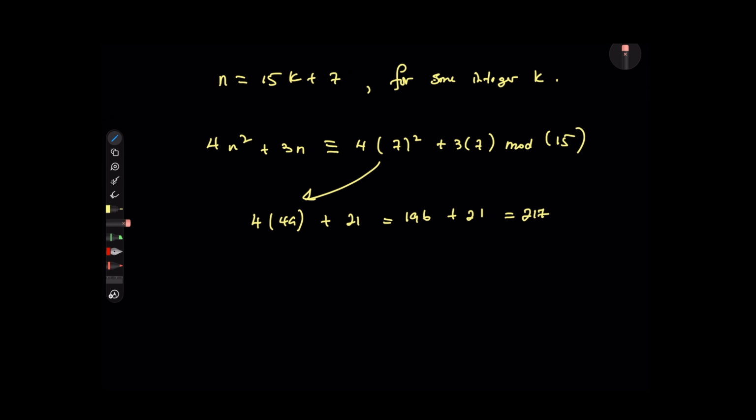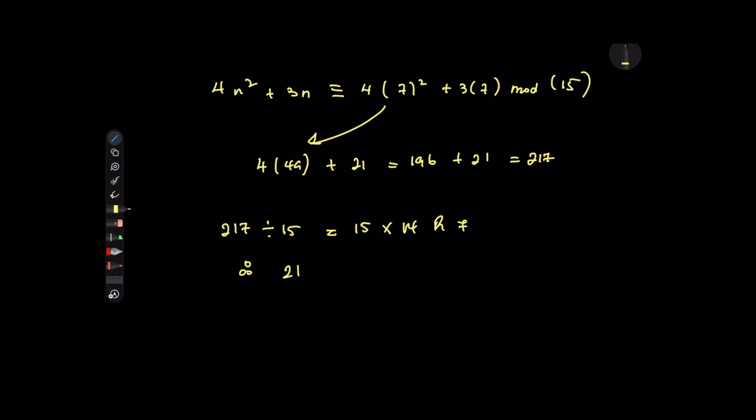So I can take 217 and divide it by 15, since it's mod 15. I will get 14 multiplied by 15, and the remainder, if you want to put r, is 7. Therefore 217 is congruent to 7, because 7 is the remainder, mod 15. So the answer here is 7.